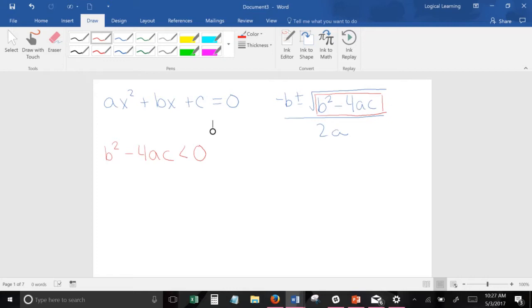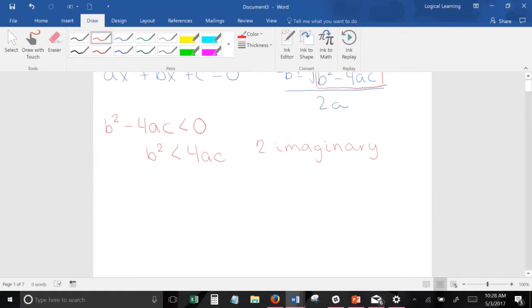So we can add 4ac to both sides, and we can say that if b squared is less than 4ac, this means that when we use our quadratic formula, we will get two imaginary numbers, or two imaginary roots, meaning our x will have two imaginary solutions.